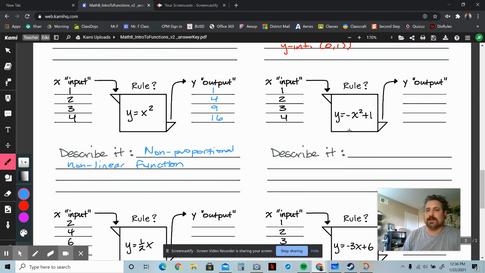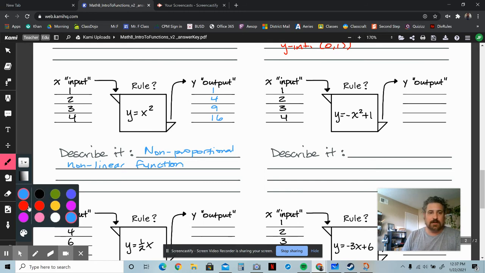The next one is y equals negative x squared plus 1. Once again, because of that exponent, you're noticing in both the last two we had exponents, those are going to be nonlinear. Remember, a linear function is in the form y equals mx plus b. The exponent on a linear function is always 1. If you have an exponent other than 1, it's going to be nonlinear. It's going to be a curve of some kind. In this case, they're parabolas.